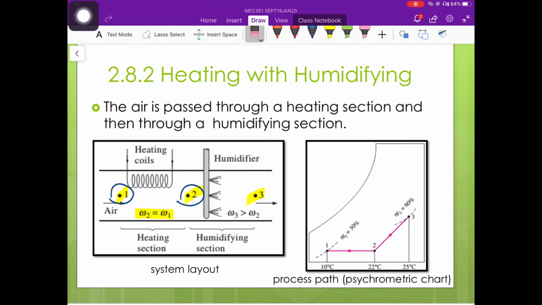Process 1 to 2 will be the heating process, and process 2 to 3 will be the humidifying process. During the heating process, the specific humidity will be constant, while for the humidifying process, the specific humidity will be increased.